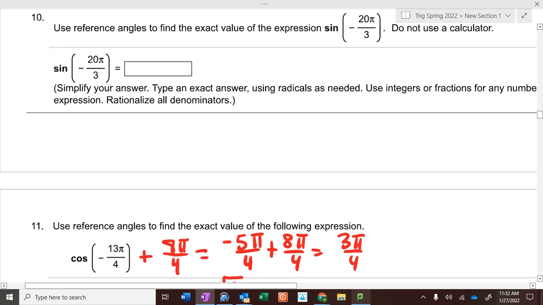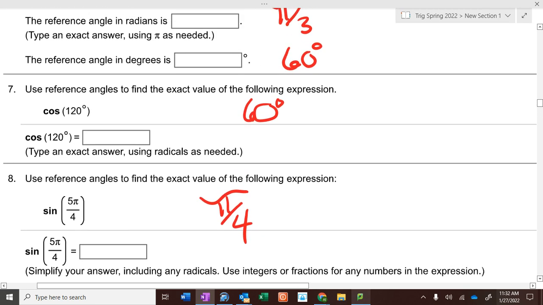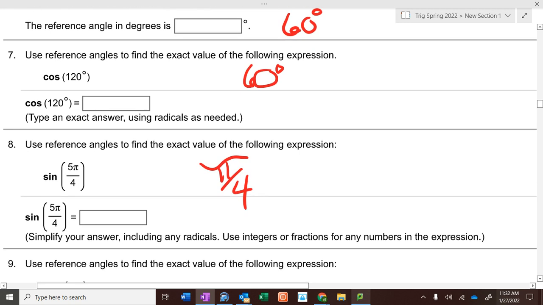Negative square root of 2 over 2. So I guess on this one, they wanted the exact answer, not the reference angle. So the sine of 5 pi over 4 is negative square root of 2 over 2. Okay.